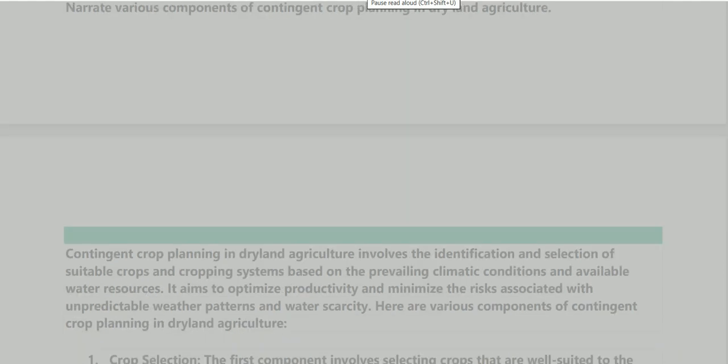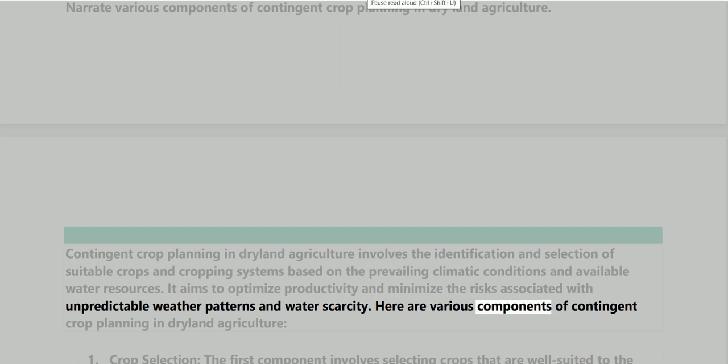Narrate various components of contingent crop planning in dry land agriculture. Contingent crop planning in dry land agriculture involves the identification and selection of suitable crops and cropping systems based on the prevailing climatic conditions and available water resources. It aims to optimize productivity and minimize the risks associated with unpredictable weather patterns and water scarcity.